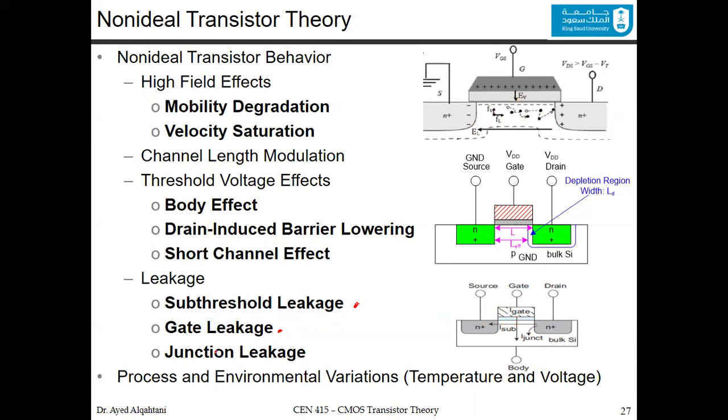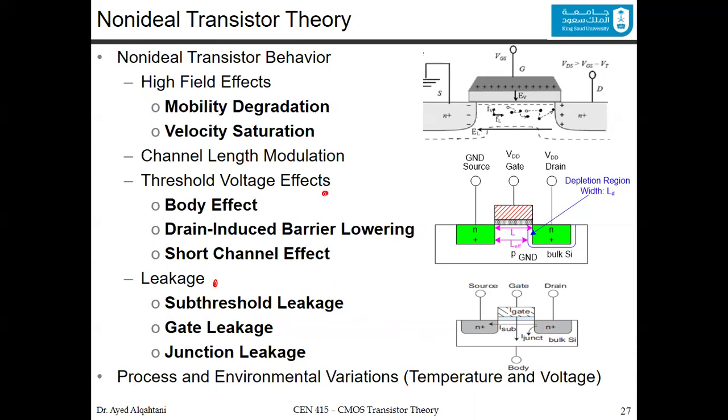We have also the junction leakage. If you remember the PN junction that we discussed before, there's supposed to be a certain direction of current. There is an opposite current in the direction that you're not supposed to have. And it's all the way through the diffusion here and also here. This is what we call the junction leakage. So we have leakage of the current.